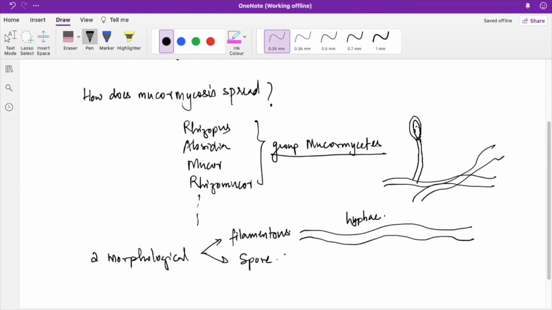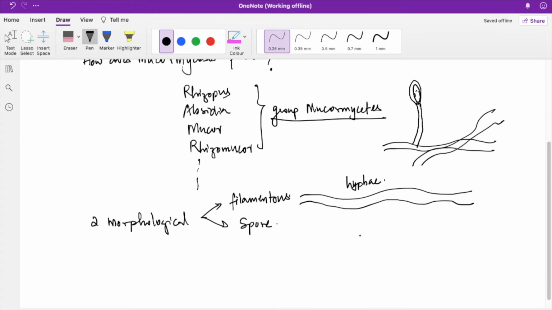These hyphae are very delicate structures, but we do not get infection from the outside environment through hyphae. It is through spores. So we get infection by the inhalation of spores.